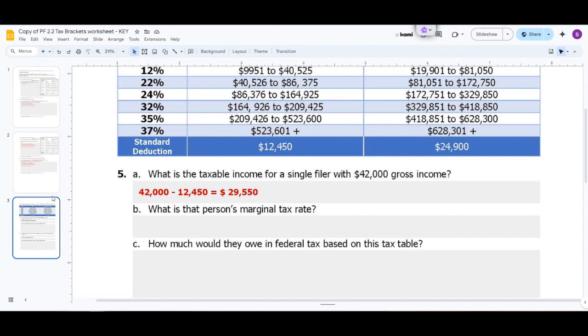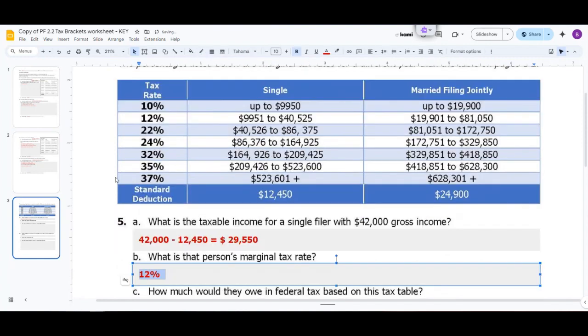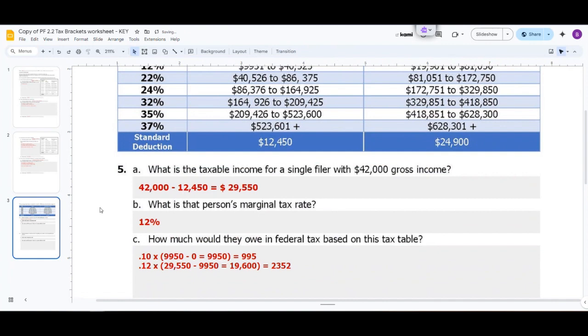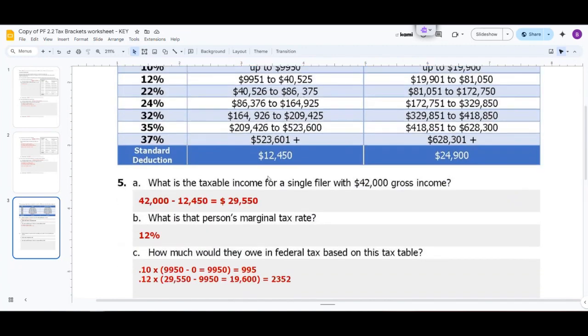What's that person's marginal tax rate? 29,550 falls into the 12% range here. All right, and then how much do they owe? They're going to fill up that first bracket. So 10% of 9,950 is 995. And then they don't fill up that 12% bracket, so we're not going to go to that max of 40,000.